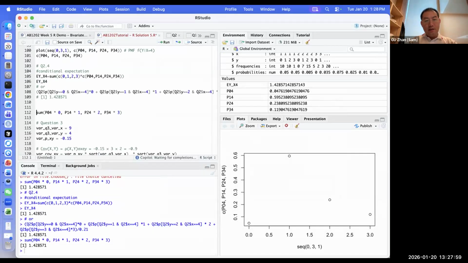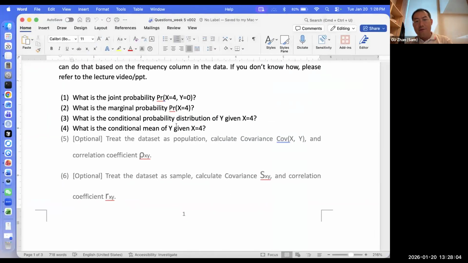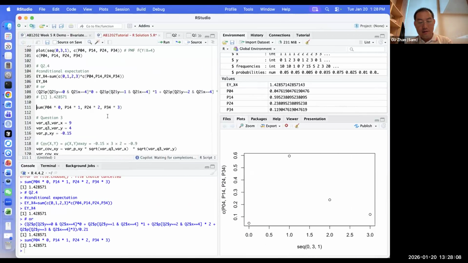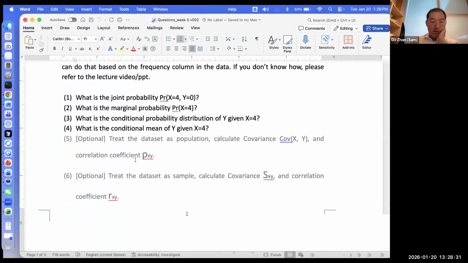So in the end, the key thing is the expected value of y when x equal to 4 is the weighted sum. Y value equal to 0 times the probability of y equal to 0 given x equal to 4, then y equal to 1 times the conditional probability of y equal to 1 given x equal to 4, and so on. Then sum them together and you get 1.428.